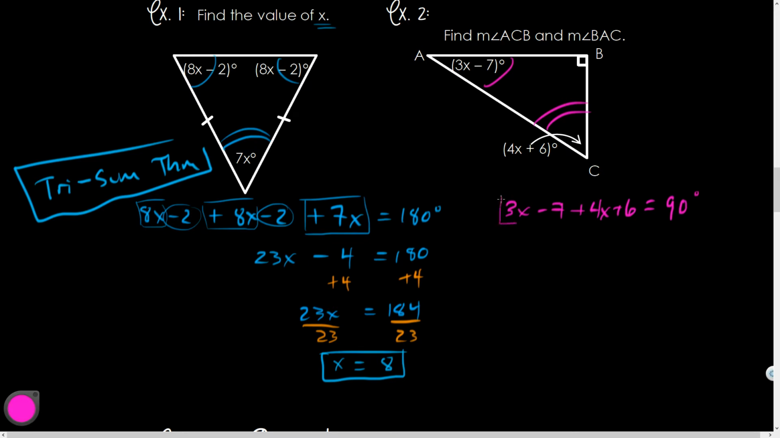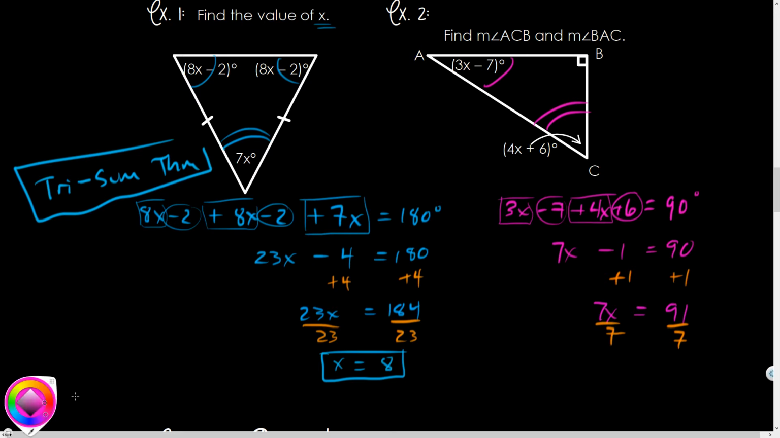So here we go. 3x plus 4x is 7x. Negative 7 plus 6 is minus 1 equals 90. And 1, that's a basketball term. I'm so smart. 7x equals 91. All right, I just had someone grab a calculator. Thanks. What did you get? All right, x equals 13.